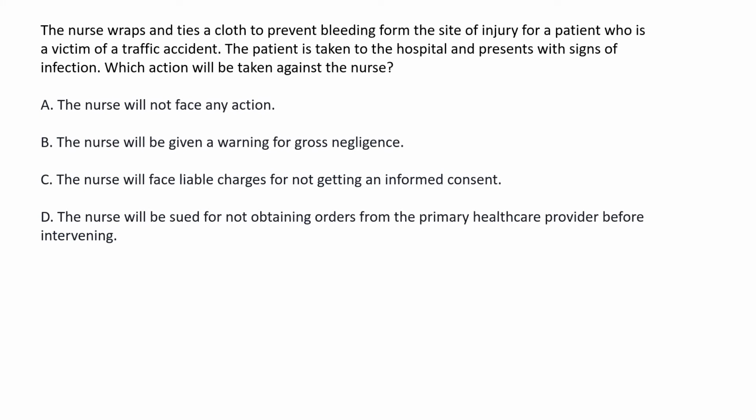The nurse wraps and ties a cloth to prevent bleeding from the site of injury for a patient who is a victim of a traffic accident. The patient is taken to the hospital and presents with signs of infection. Which action will be taken against the nurse? A. The nurse will not face any action. B. The nurse will be given a warning for gross negligence. C. The nurse will face liable charges for not getting an informed consent. D. The nurse will be sued for not obtaining orders from the primary healthcare provider before intervening.